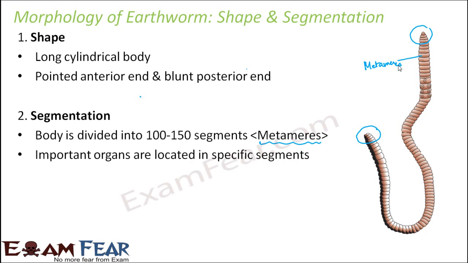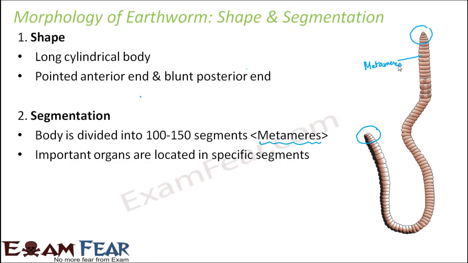Important organs are located in specific segments. Now what is the usefulness of these segments? You can actually locate which organ is located where. For example, if I ask where the intestine is, you can say it is located around such and such segments. If you talk about the male genital pore, the female genital pore or the mouth, you can locate each and every organ with the help of the segment number.